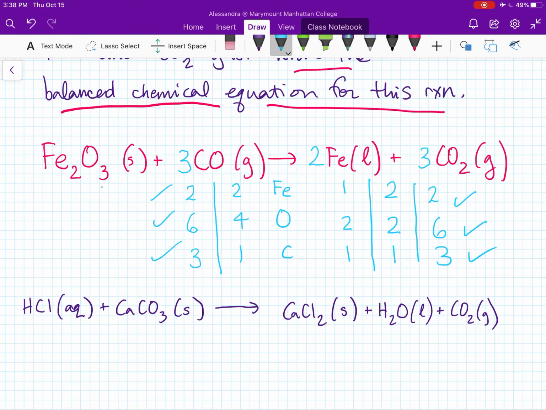Let's balance this reaction where aqueous HCl plus solid calcium carbonate gives me solid calcium chloride plus water plus carbon dioxide gas.